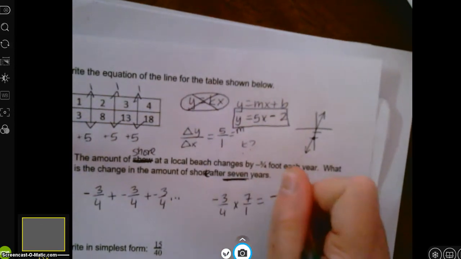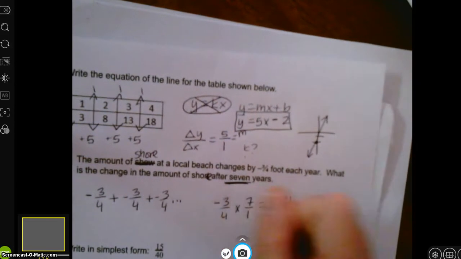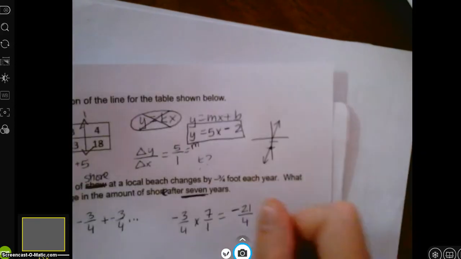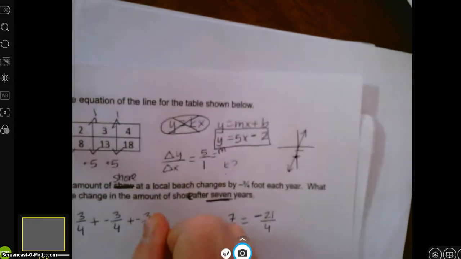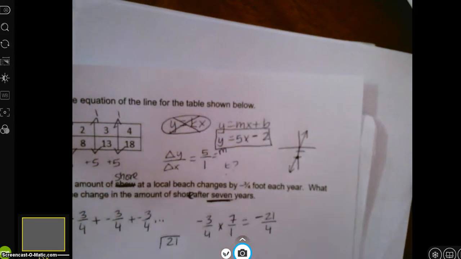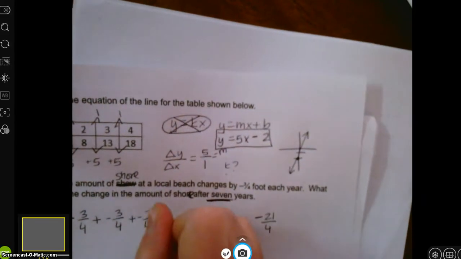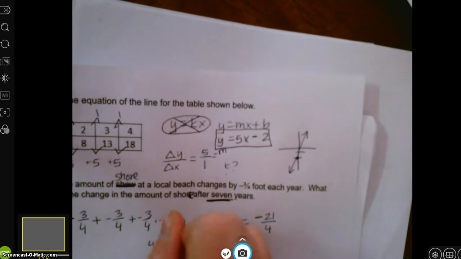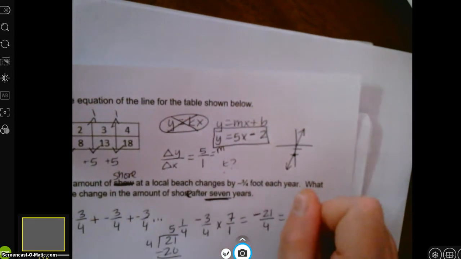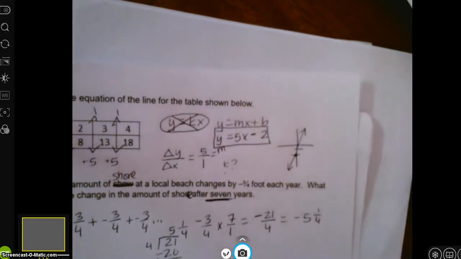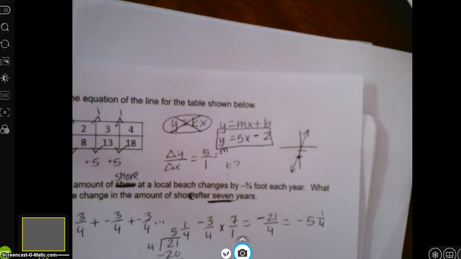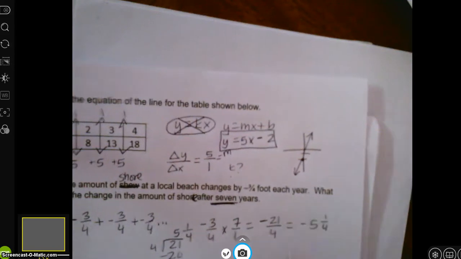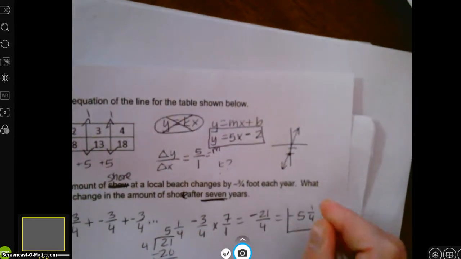3 times 7, 21. 4 times 1, 4. Since this is improper, 21 divided by 4 goes 5 times, 21 over 4. So equals negative 5 and 1/4. Okay? I'm going to put a box so I see my answer. Okay?